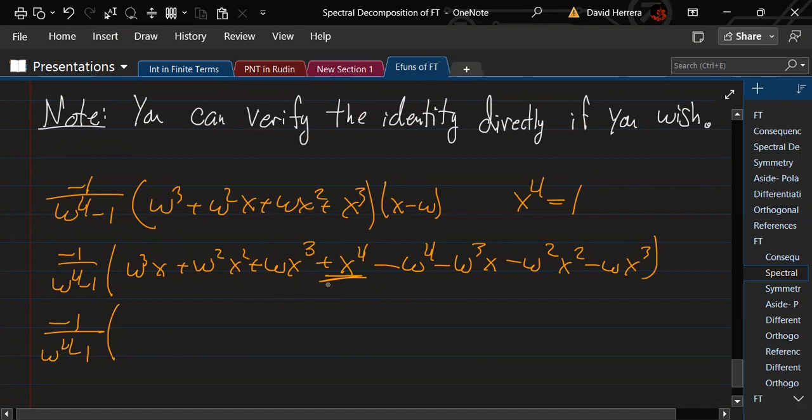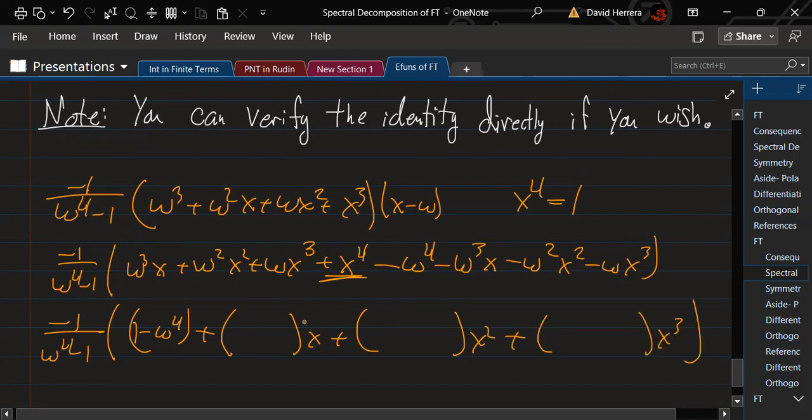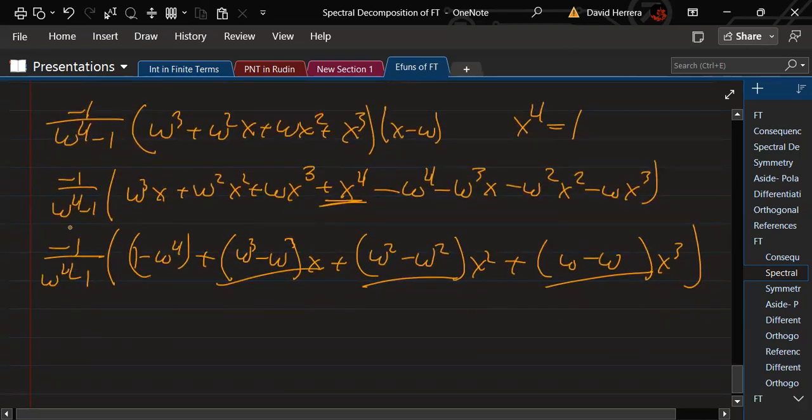So let's group the terms, right? We have the constant term, so 1 minus omega to the 4. Now let's group the x terms, the x squared terms, and the x cubed terms. So x is omega cubed. I'm looking for another x, minus omega cubed. X squared is omega squared, like minus omega squared. X cubed is omega, x cubed minus omega. So what we see is that this cancels, this cancels, this cancels, and I'm left with this thing divided by its negative with a negative sign. So it just gives me 1.